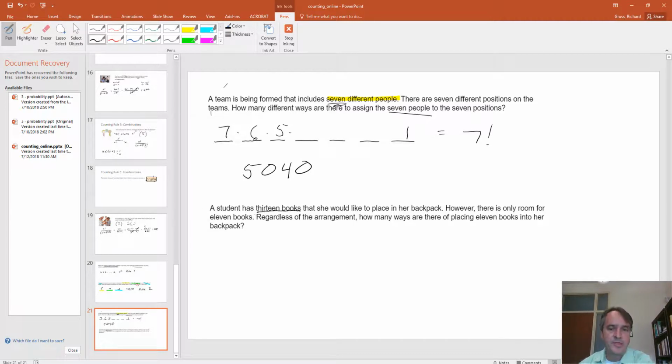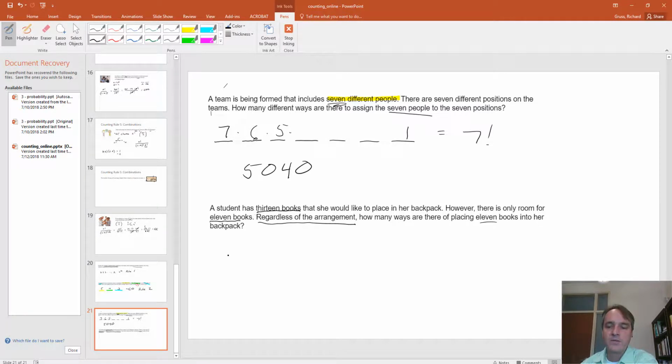A student has 13 books that she would like to place in her backpack. However, there is only room for 11 books. Okay, so regardless of the arrangement, what is that going to tell us? So we know that order doesn't matter. And which is it that you use if order doesn't matter? Permutations or combinations? So it's combinations.